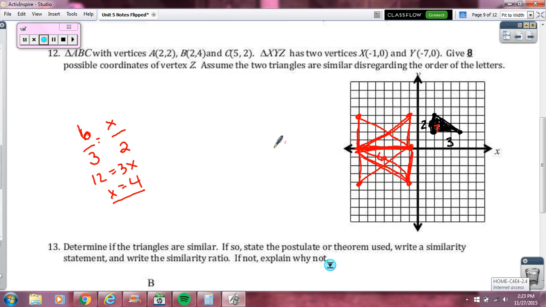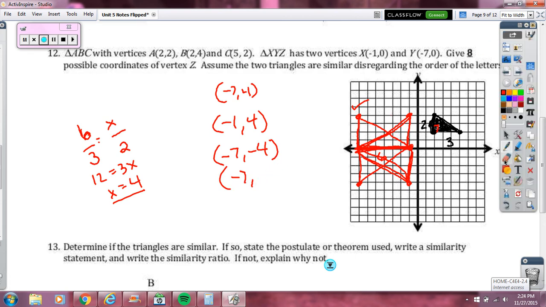And I'd also have a similar triangle there. So there's 4 different similar triangles. Let me write those vertices down. I've got (-7, 4) for that one. I've got (-1, 4) for that one. (-7, -4), and sorry, (-1, -4). Alright, so those 4 points came from me matching up the 6 with the 3.